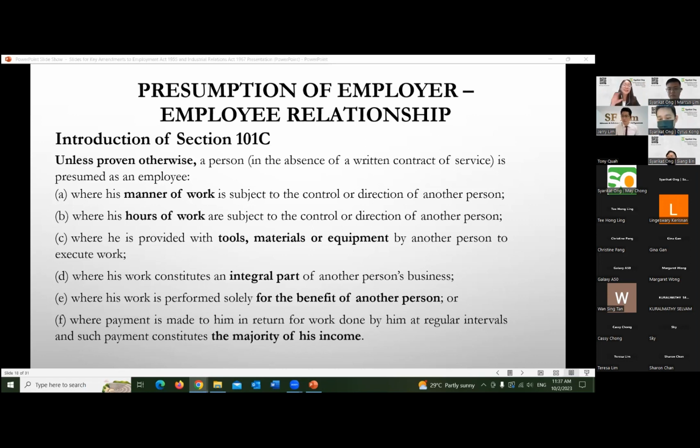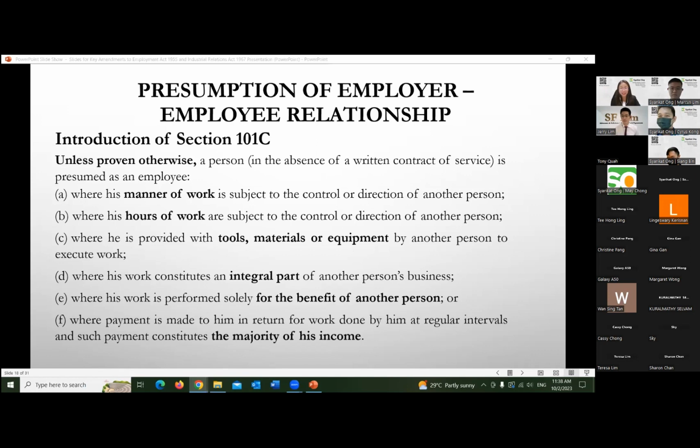So this issue of contract for service versus contract of service, inside here, to me, it is "or". It is "or". So meaning the introduction of these sections, right? It talks about manner of work being subject to control, the hours of work, the tools provided. Okay, here, you talk about tools provided. You talk about the integral part, whether the work constitutes an integral part of another person's business.